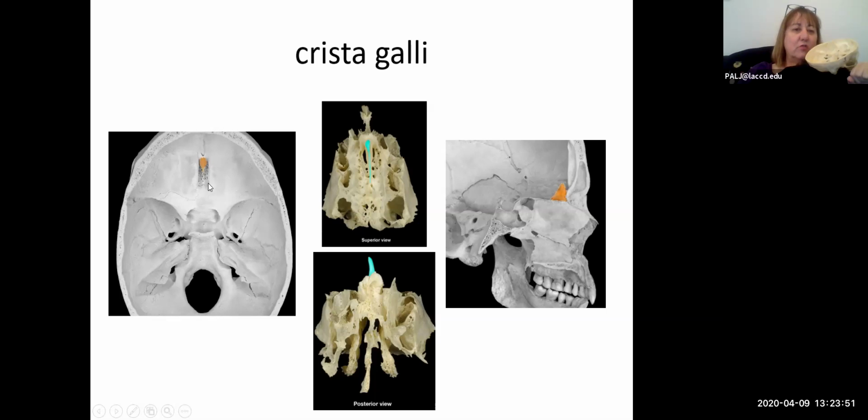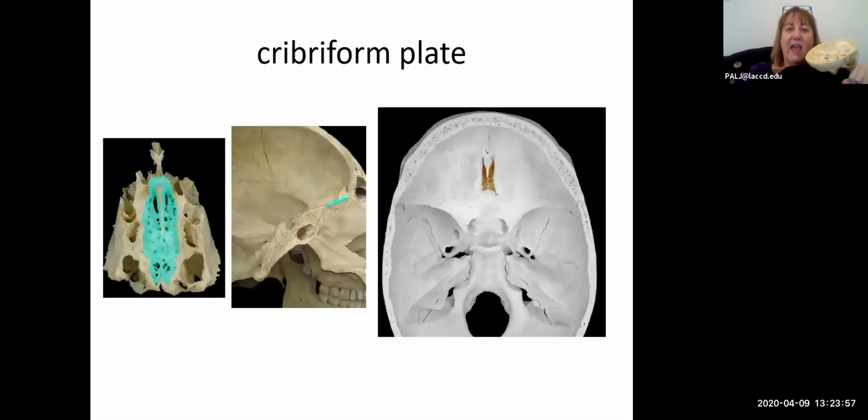Then we're going to go to the oval depressions, which are both to the right and the left of the crista galli. And this entire area is called the cribriform plate. So it's not two cribriform plates, it's just one cribriform plate. Okay? And so the cribriform plate is a shallow depression with a whole bunch of little holes, which we'll learn about later in the semester.